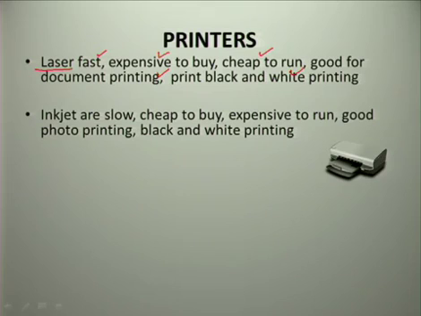The second printer is an inkjet printer. It's slower than a laser. It is cheap to buy, but it's expensive to run. It provides good photo printing, and it can also print in black and white. Now, these printers are just our basic printers, but we know that we have a lot of other printers, and even the laser as well as the inkjet come in different types.